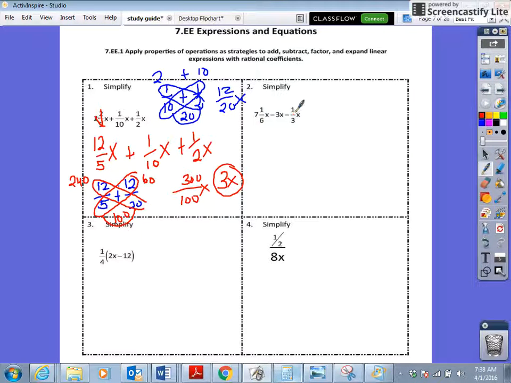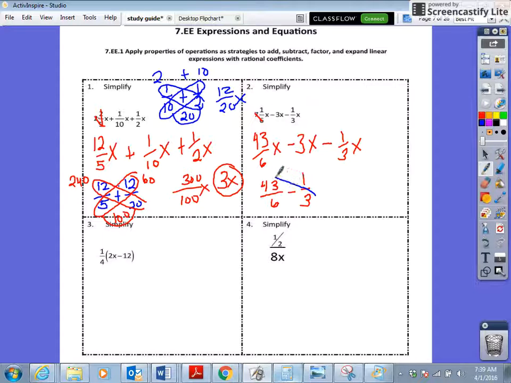I'm going to do the exact same thing over here. So I'm going to make the mixed number an improper fraction. 7 times 6 is 42 plus 1 is 43/6. That was with an x. I'm going to subtract 3x. Pay attention, this is subtraction now. And then I'm going to subtract 1/3 x. Now, when I do this, since it's subtract, minus, it doesn't matter which order, but I do have to start with this number. So I'm going to go ahead and do 2 at a time. 43 over 6 minus 1/3.